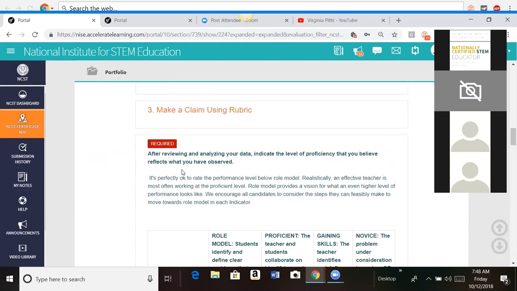We have a question. Okay. If you're doing 3 indicators with 1 observation, do you do 1 submission, or do you copy and paste your notes for each indicator?